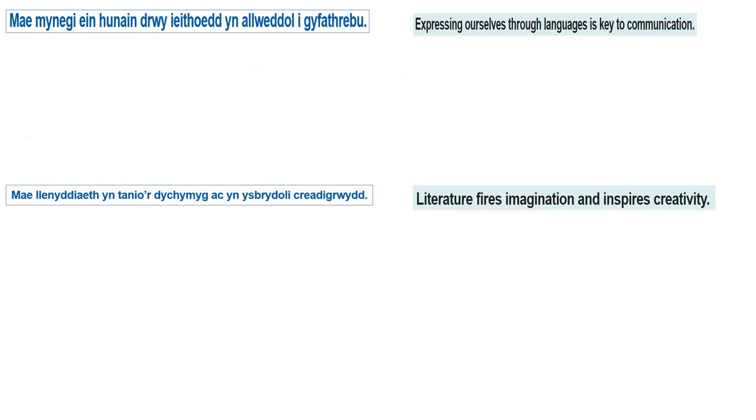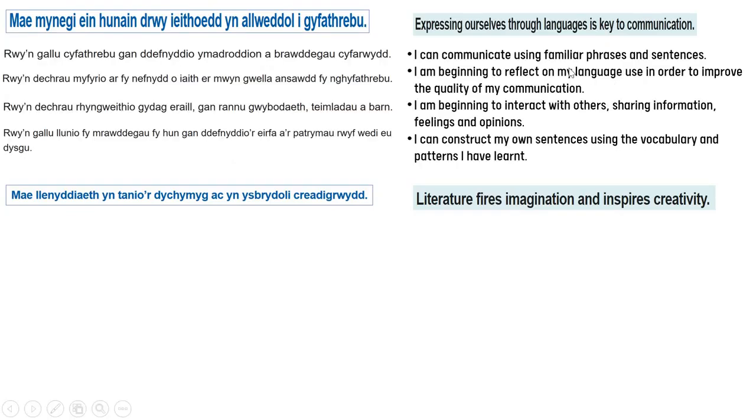If we look then at expressing ourselves, it's all about, again, the familiar phrases and sentences. Communicate using those familiar phrases and sentences, ones that they've heard often and know really well. Reflecting on their language in order to improve. So thinking about, well, I used I like lots here. Shall I use I don't like now? And trying to think about different ways they can switch up their language. Getting them to be the experts of the language and listening to each other and recognizing where they need to improve their pronunciation. You're learning alongside them, so really use them as the experts. And beginning to interact with others, sharing information, feelings, and opinions.